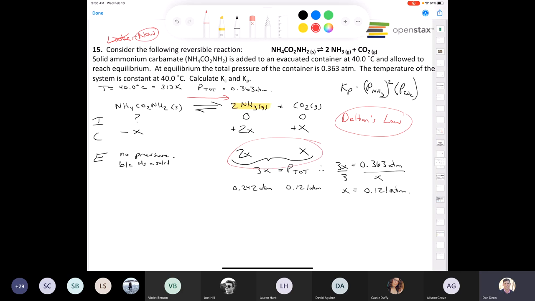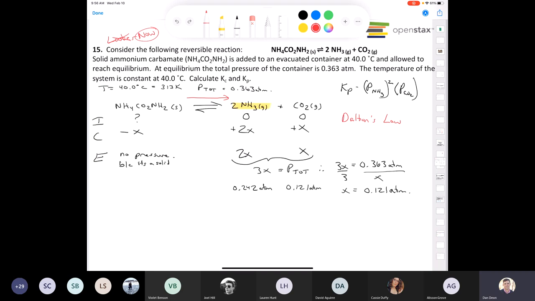if you want to find their individual pressures, it's going to be equal to their mole fraction. Now here we don't have to use the mole fraction because we know that we have 2x and we have x, which gives us a 3x total, and we've been given that, so it's actually a little bit easier. But give me a thumbs up if you follow me on the concept that we have the total gases, right? We started out with zero and we're able to figure out the individual pressure of each. Yes, no? Okay, good.